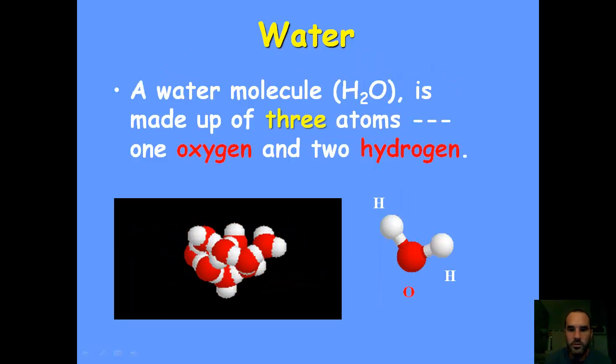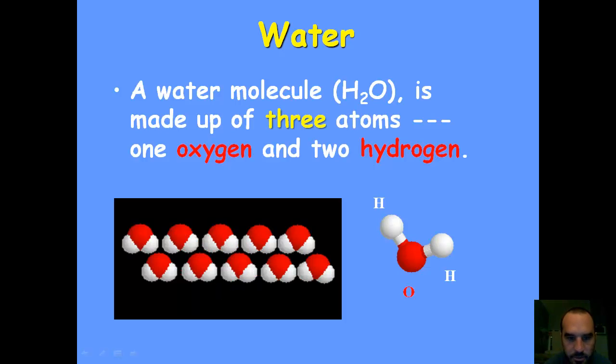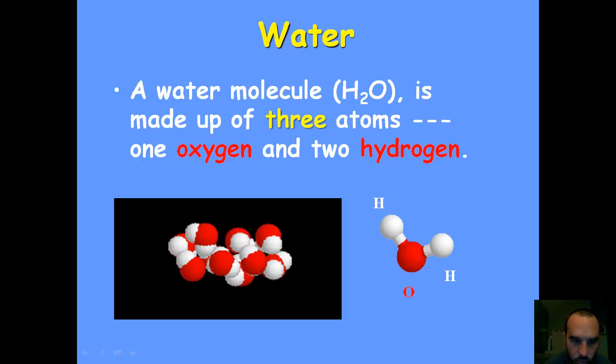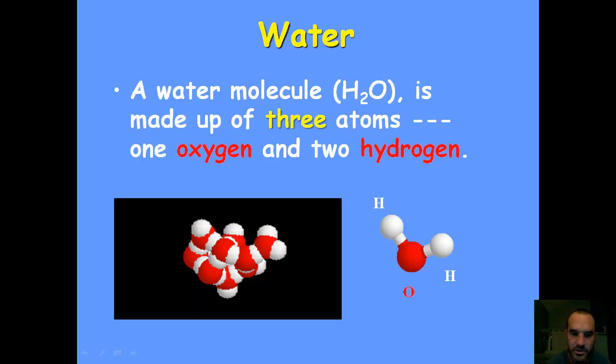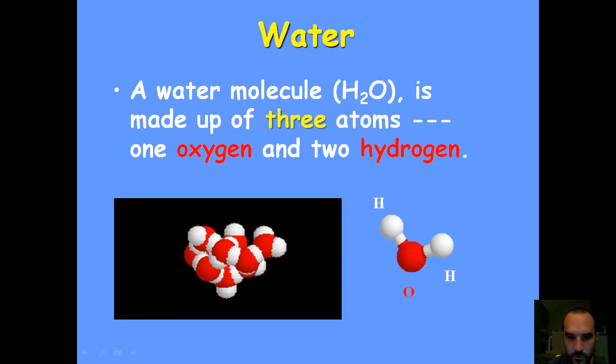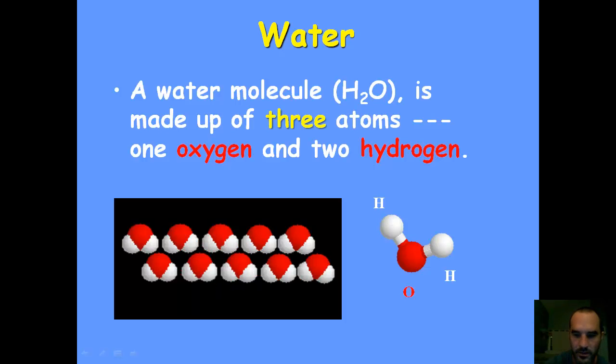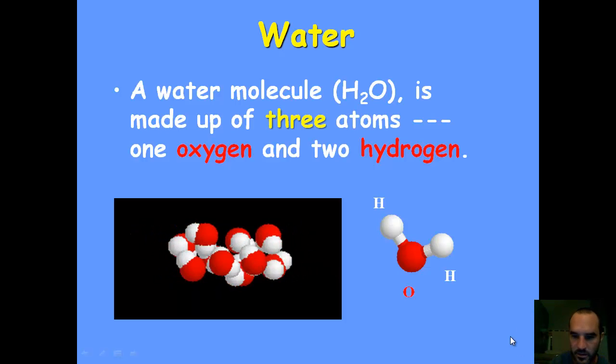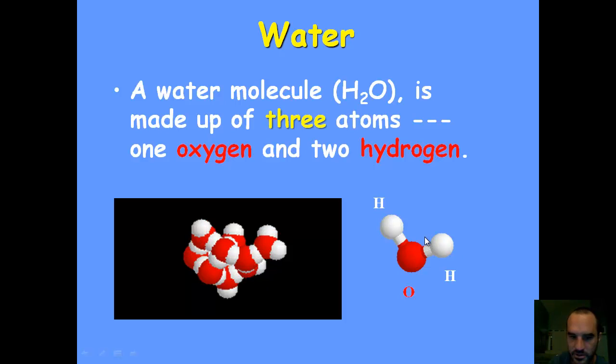So a water molecule is H2O. It's made up of three atoms, one oxygen and two hydrogen. So it's pretty simple, pretty small. You could go ahead and draw that little water molecule down in the corner with the oxygen and two hydrogens.